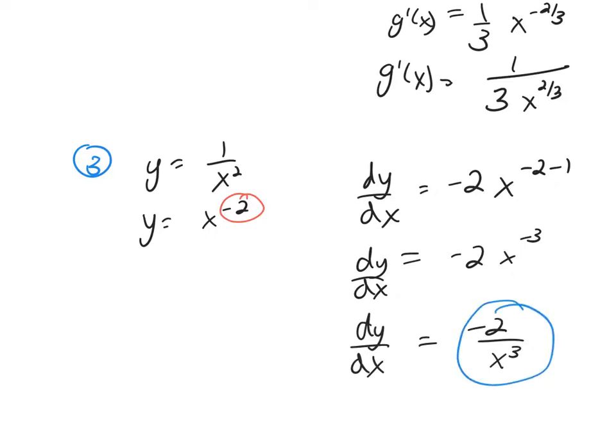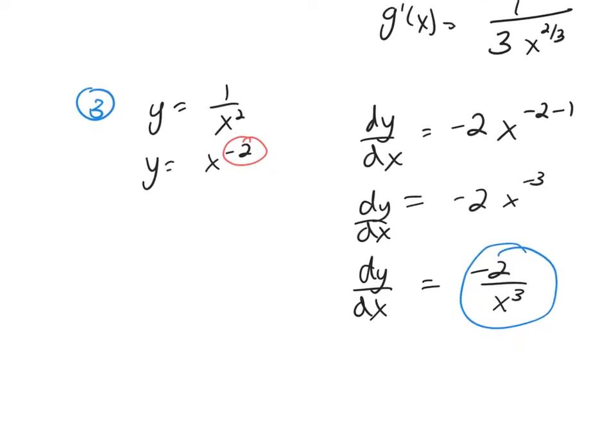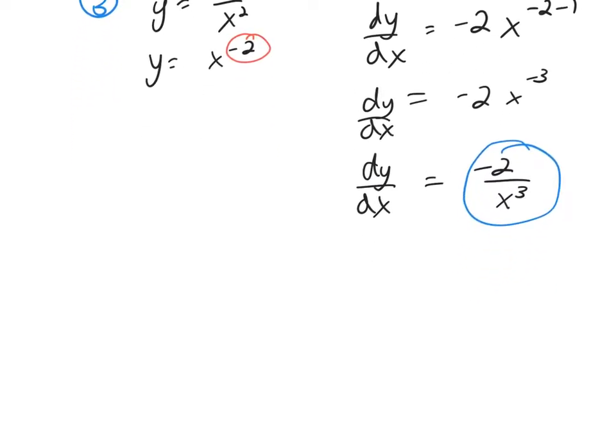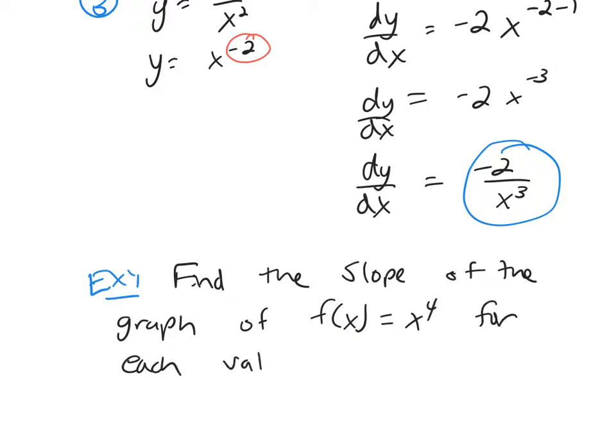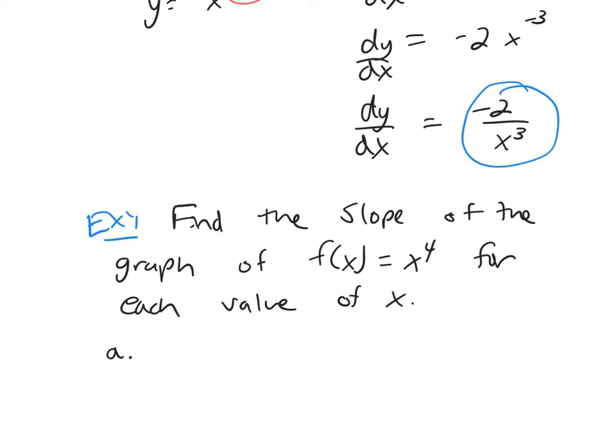So don't forget that you might need to rewrite your function in order to use this power rule here. And let's look at one more problem. Let's look at the following. I want you to find the slope of the graph of the function x to the 4th for each value of x, and there's going to be 3. I want x to be -1, b, x equals 0, and c, x equals 1.